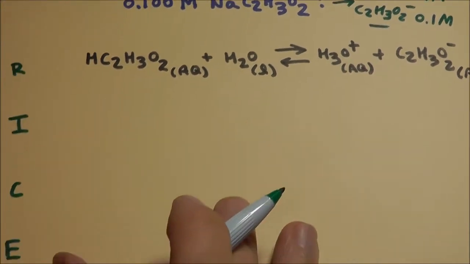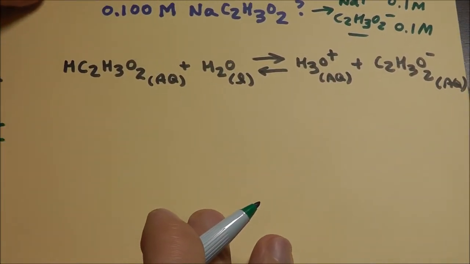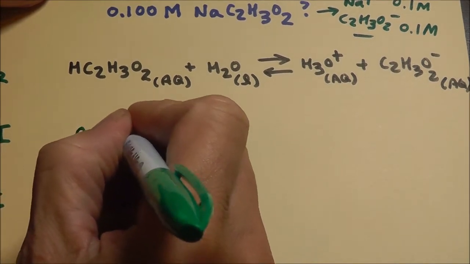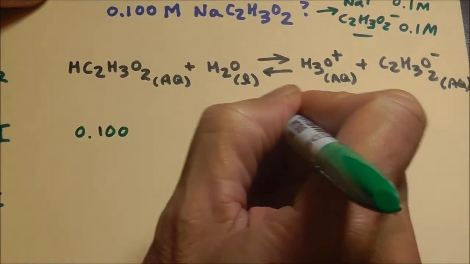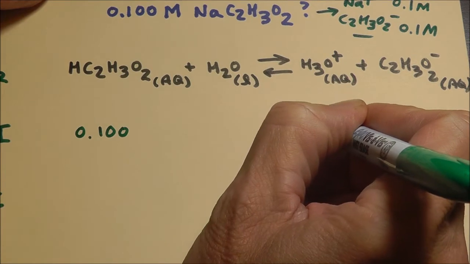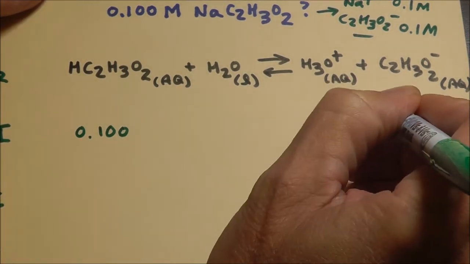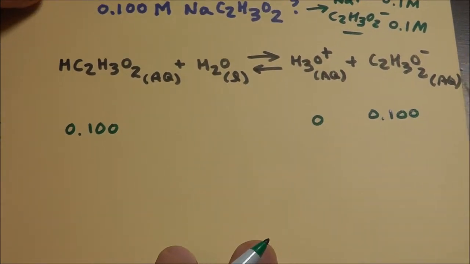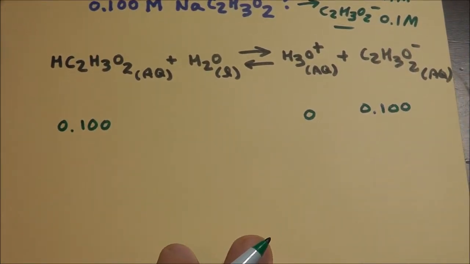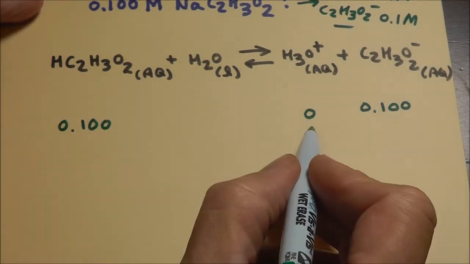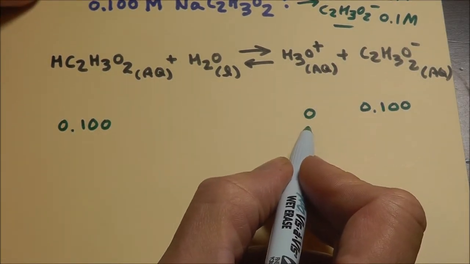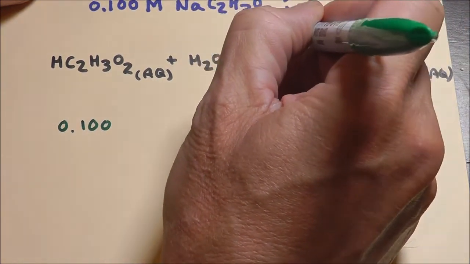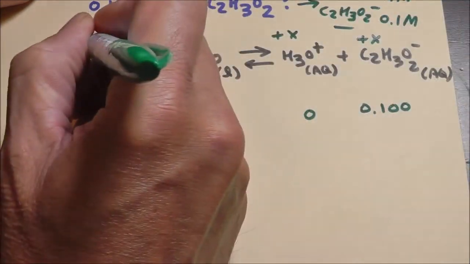Here's our RICE table. For initial we're going to go 0.100. And then over here, we're not going to put water in, so we just leave it out. 0 and 0.100. Oh boy, you mean we're starting with both? Yeah. Which way is the equilibrium going to go then? Towards 0. Can't have any 0 in an equilibrium, so this is going to go to the right, and we're going to make plus x and minus x.